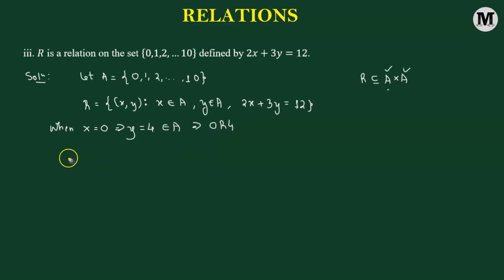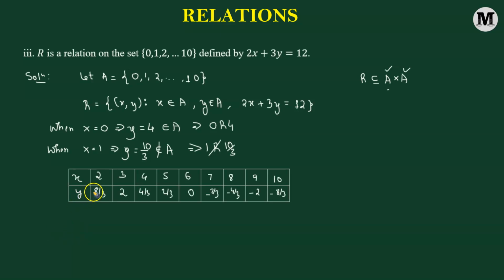Fine. Next, if we choose x equal to 1, let's verify the corresponding y value. When x equals 1, y equals 12 minus 2, so that's 10, so y is 10 over 3, which does not belong to the set A. So here we can see that 1 is not related to 10 over 3. This is not a relation that we are forming, so we are not going to use x equals 1. What other values of x and y are possible?